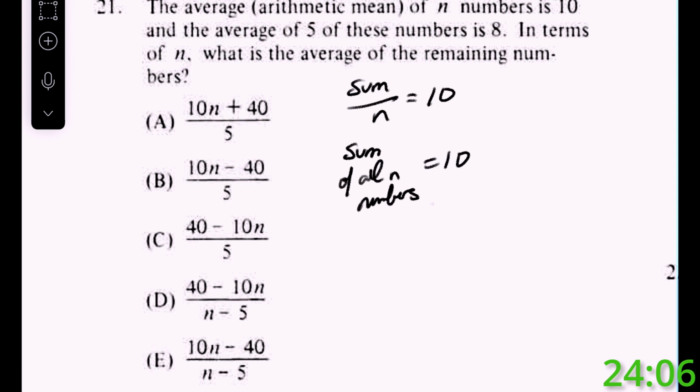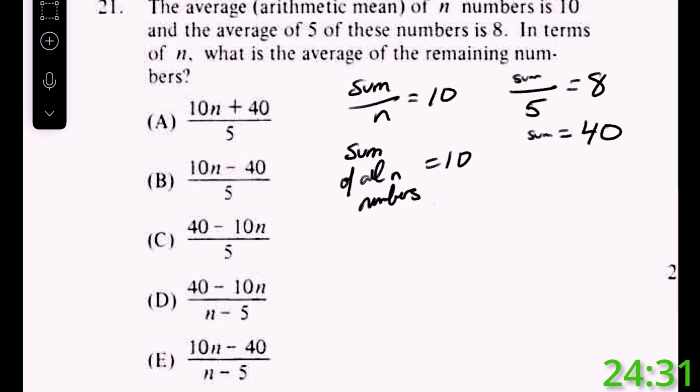I guess I can do the same thing. The sum of those numbers over 5 is equal to 8. So the smaller sum, the reduced sum, the sum of just the 5 numbers is 8. So the smaller sum is 40. All right. Well, I see 10s and 40s in my answer, so I think I'm on the right track.